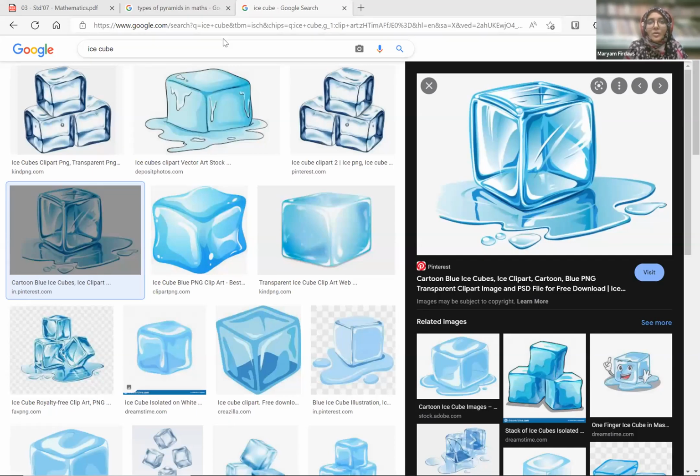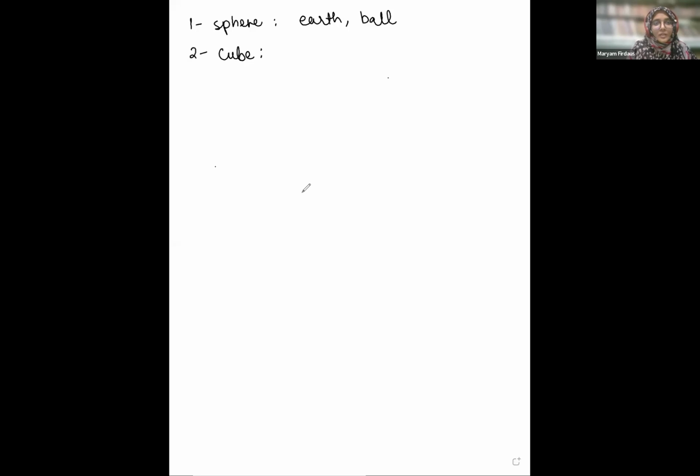Okay, so we saw ice cube, we saw a dice. So now we have, I'm just going to write it down. Okay. Can you give me an example of a cuboid?